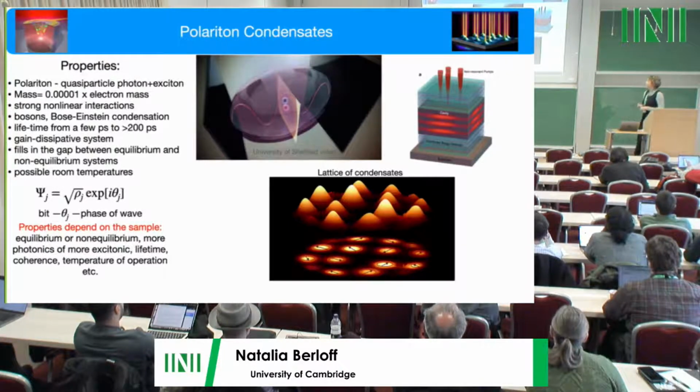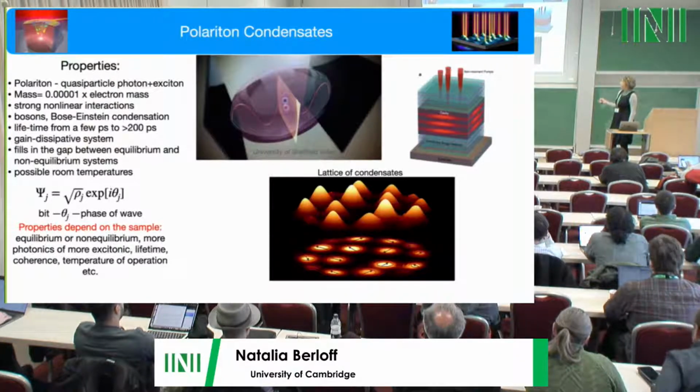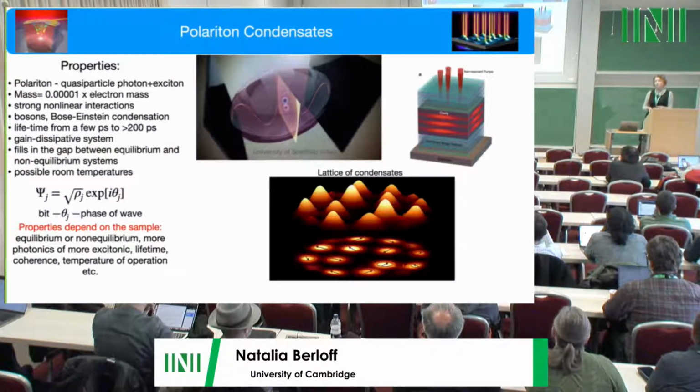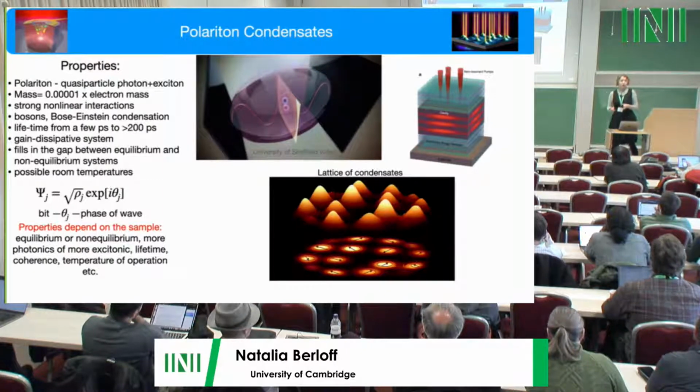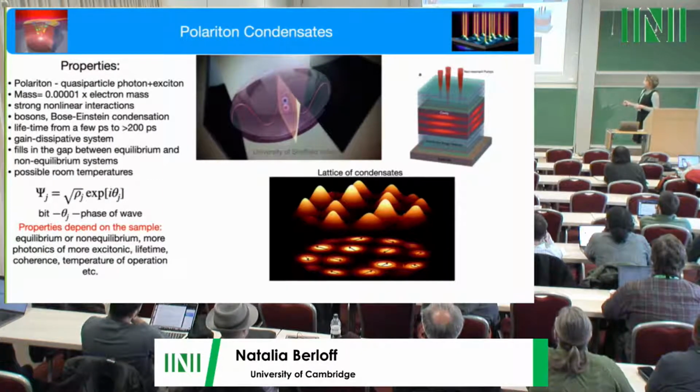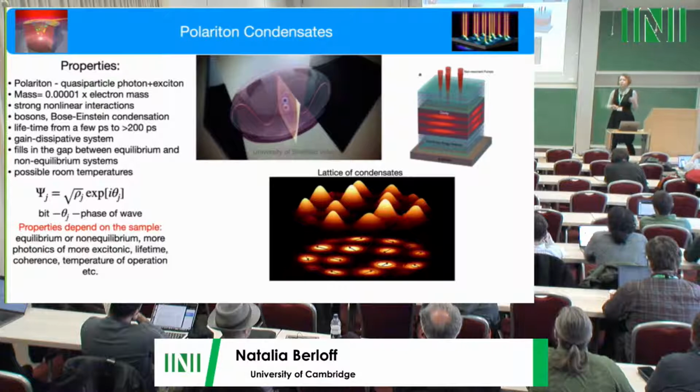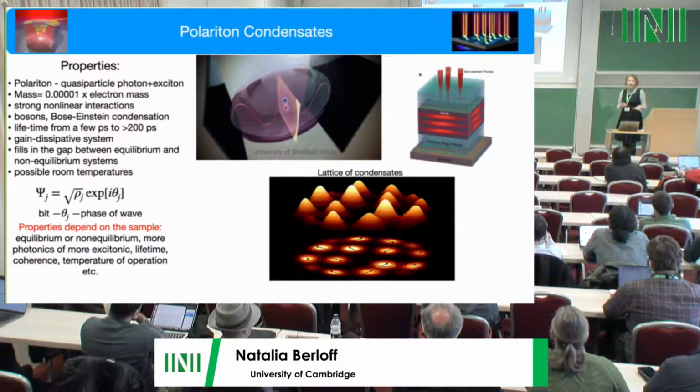So polaritons are bosons, so they undergo Bose-Einstein condensation. And because of being part light, part matter, the effective mass is actually very low. It's 5 orders of magnitude lower than the mass of the electron. So they're very light. The temperature for the Bose-Einstein condensation is inversely proportional to the mass. So low mass means that we can actually achieve the condensation of these quasi-particles at the relative warmth of cryogenic temperatures. In the experiments I'm going to talk about, it's about 10 Kelvin.